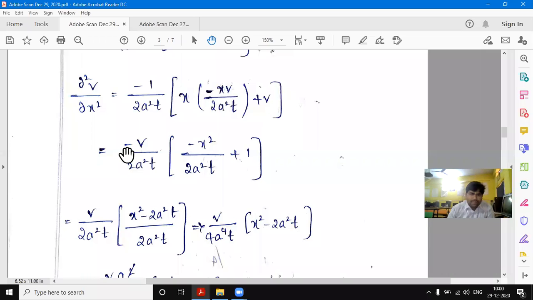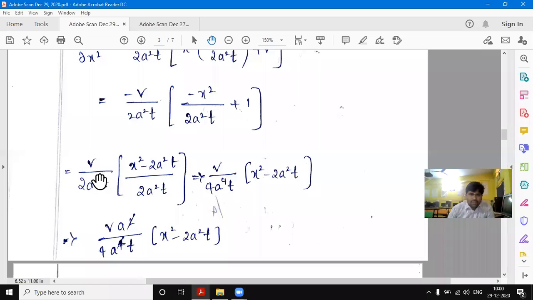So you have to take v as common, then minus v by 2a square t into x into x is minus x square divided by 2a square t plus 1. So that is v into, this minus we are multiplying to this term. So then v by 2a square t, cross multiplication, so that is minus x square. This minus minus becomes a plus, and here plus becomes minus. So that is x square minus, if you multiply this one to one, that is minus 2a square t divided by 2a square t.